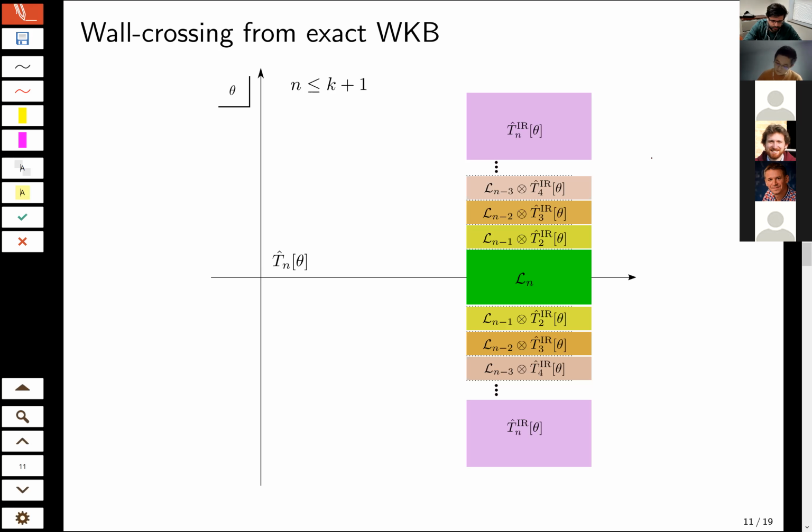Remember the RG scale lambda is e to the theta. So the real axis is my RG scale. Here is the UV, and here is the IR. This is the RG flow direction.